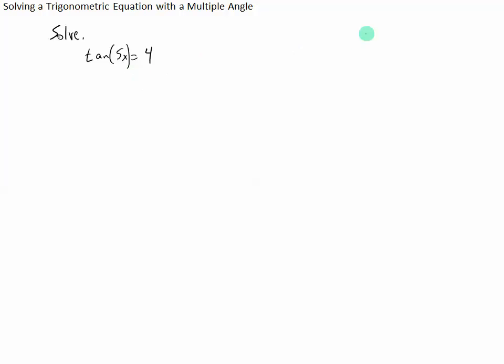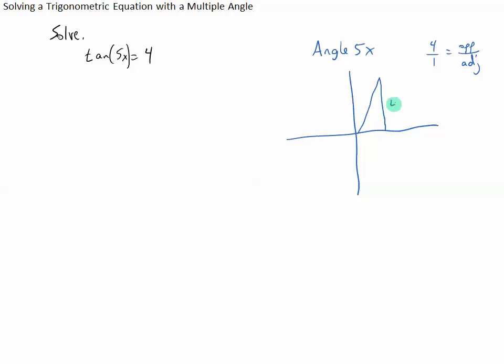So I'll label this: the angle that we're dealing with is 5x, and the tangent of this angle is 4. So you could think about 4 over 1, and this would be opposite over adjacent. So we need a reference triangle where the opposite side is 4 and the adjacent side is 1. Well, that could happen in the first quadrant or the third quadrant, where you get a positive ratio of 4 to 1. Okay, tangent's positive in the first and the third quadrants.